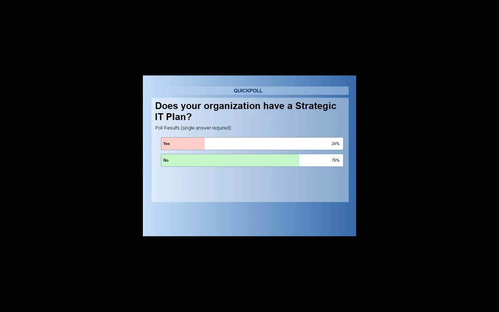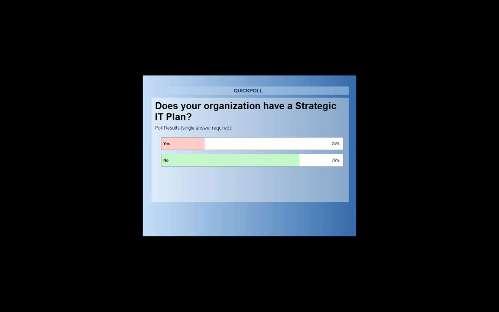All right, it's flipped. This time around, we have about three-quarters that don't have a strategic IT plan and a quarter that do. And I think that's pretty common. I mean, generally, the organization puts a lot of effort into coming up with its strategic plan, but not as much effort into coming up with the strategic technology plan. And I think this is an area where if you're responsible for the IT in the organization, it kind of falls on you to put the strategic IT plan together.